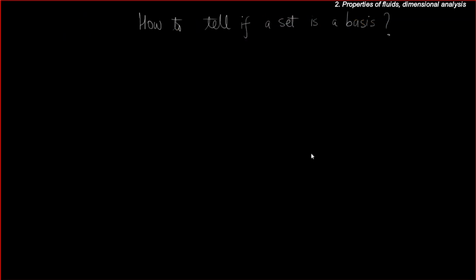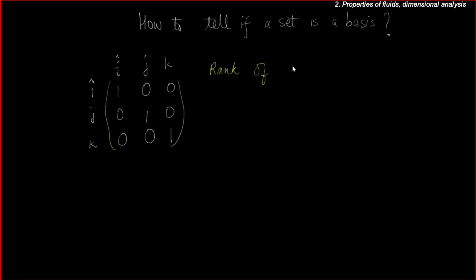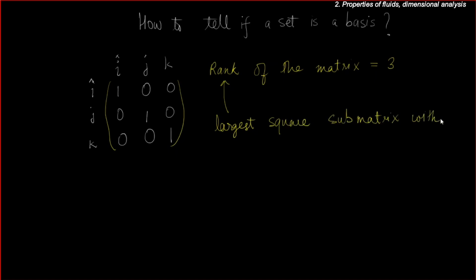Now, how to tell whether a set is a basis or not? Let us write down the components of the vectors i, j and k as columns of a matrix. If I look at a given column, i is comprised of 1i plus 0j plus 0k, j is comprised of 0i plus 1j plus 0k, while k is comprised of 0i plus 0j plus 1k. Now the rank of the matrix is 3. Now what do we mean by rank?